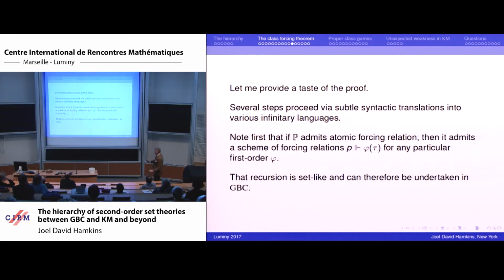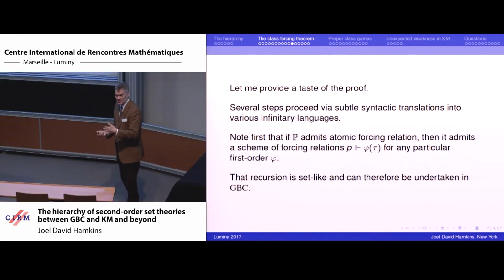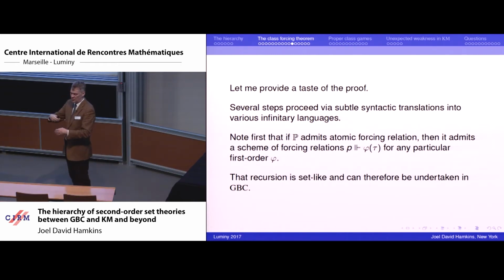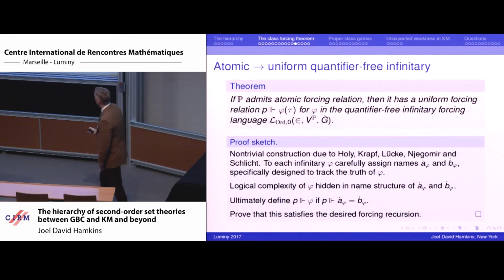The first thing to notice is that if you have a forcing relation for atomic formulas, then you can easily get the scheme version just by induction. This is the usual induction, because after you have the atomic forcing relation, then for any particular formula, it's just an easy recursion that you can do in GBC without any ETR assertion. Okay. So let me explain how to go from the atomic forcing relation to a uniform forcing relation in the quantifier-free infinitary language. So this means you can take arbitrary conjunctions, but you don't have any quantifiers. So for the quantifier-free infinitary forcing language, we can have a uniform forcing relation.